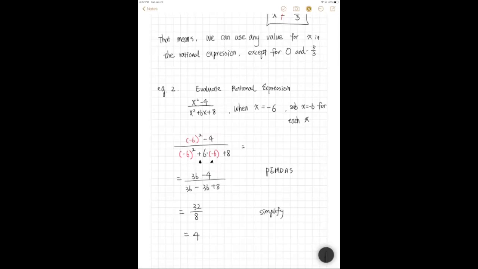Okay, that's evaluate. That basically means you substitute whatever the given value is into x for every x. And don't forget to put the parentheses.